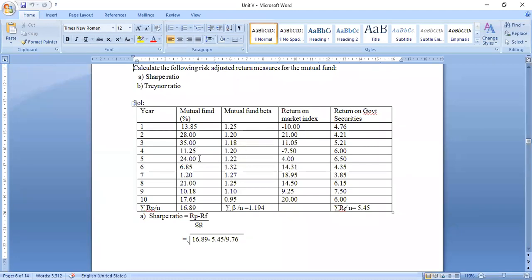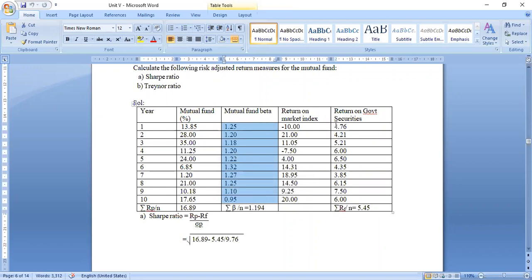As far as this table is concerned, we are given the securities for all the 10 years, and we need to calculate the portfolio return for all the 10 years. RP divided by N, that is, the sum of all these returns over a period of 10 years divided by N. The same goes with beta. For all the years divided by 10, we get 1.194.